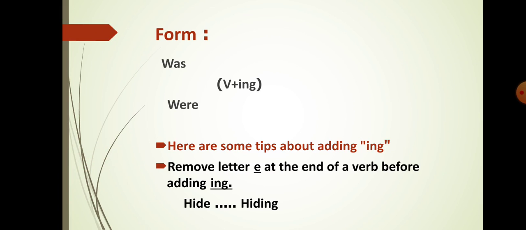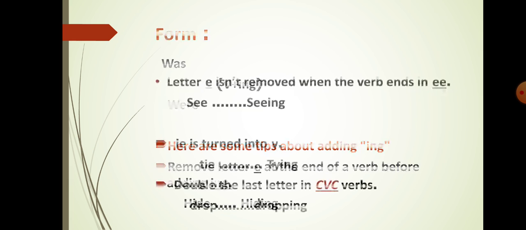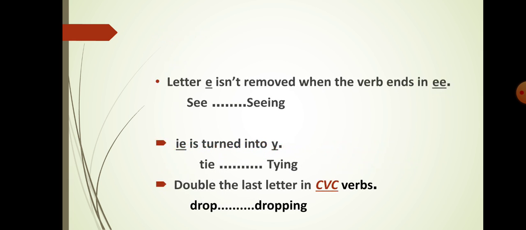But there are some tips about adding ing. First, we remove the letter E at the end of the verb before adding ing. Like the verb hide, we remove the E and it becomes hiding. Second, the letter E isn't removed when the verb ends in ee or double E. Like the verb see, we don't omit the E, we just add ing, it becomes seeing.